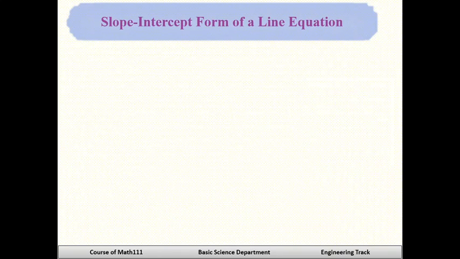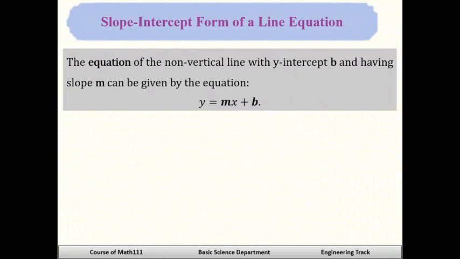Now we have, okay, now let's learn how to write the equation of a line. So we said there's a standard form, and from the standard form we learn how to draw the graph of a line, and then now we will go back to the equation. If the line is given to us, how can we write the equation? So the equation of the nonvertical line with y-intercept b and with slope m can be given by the equation.